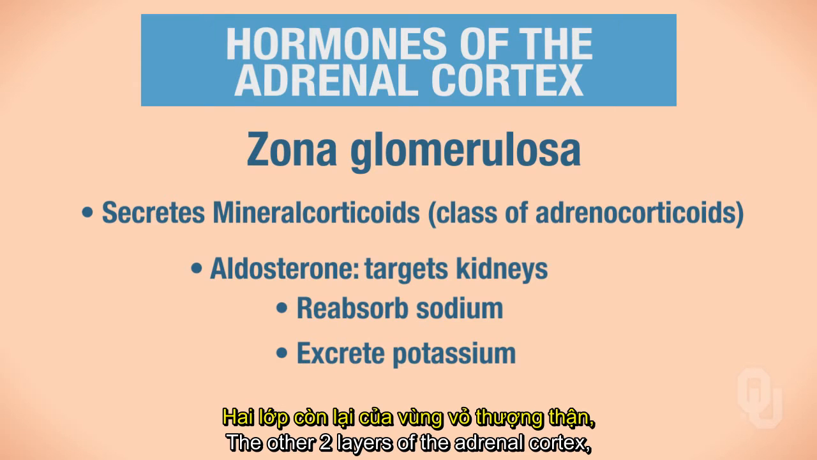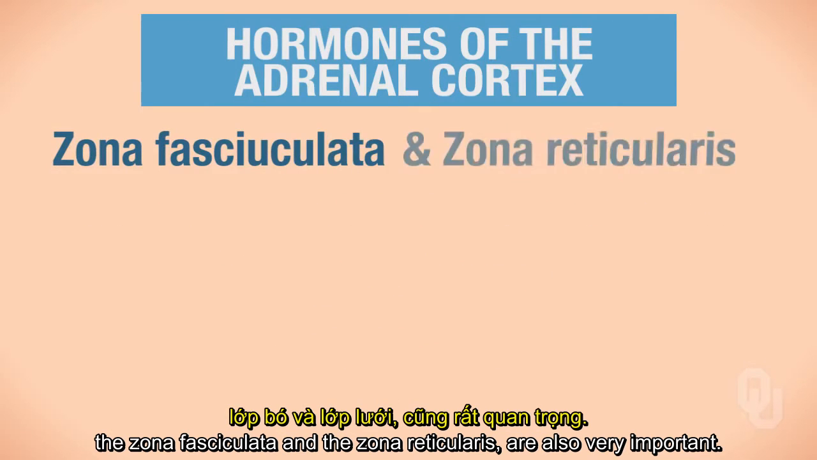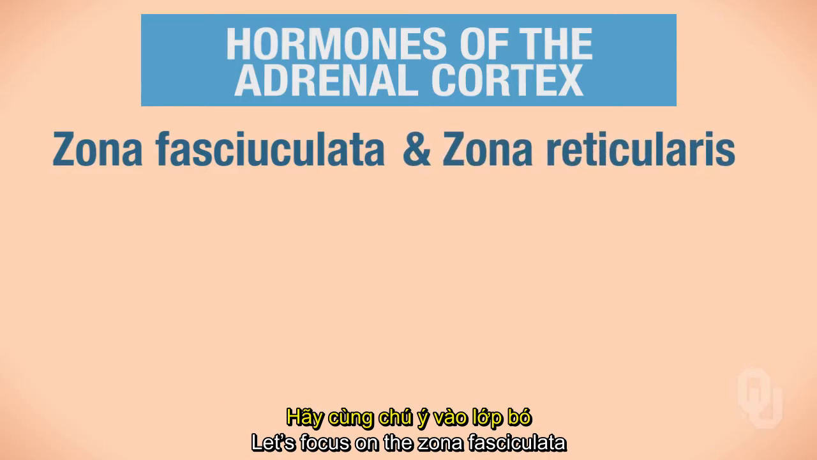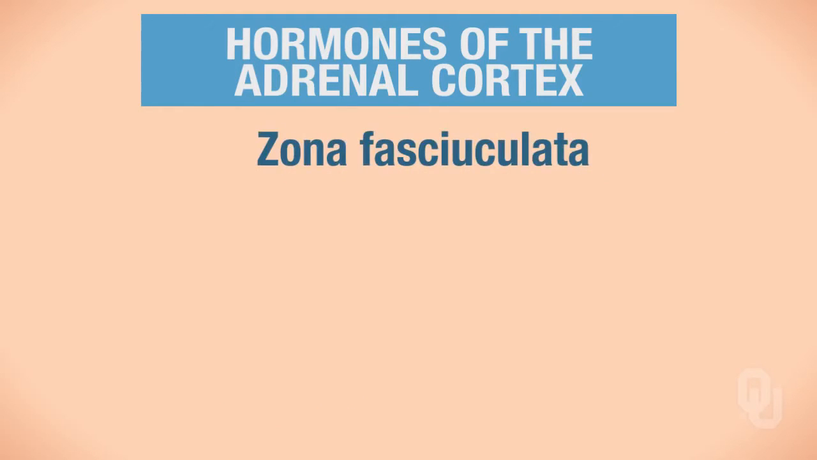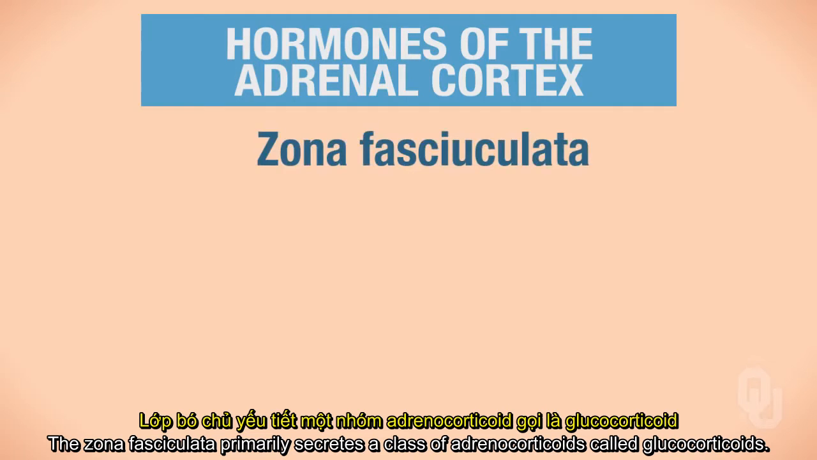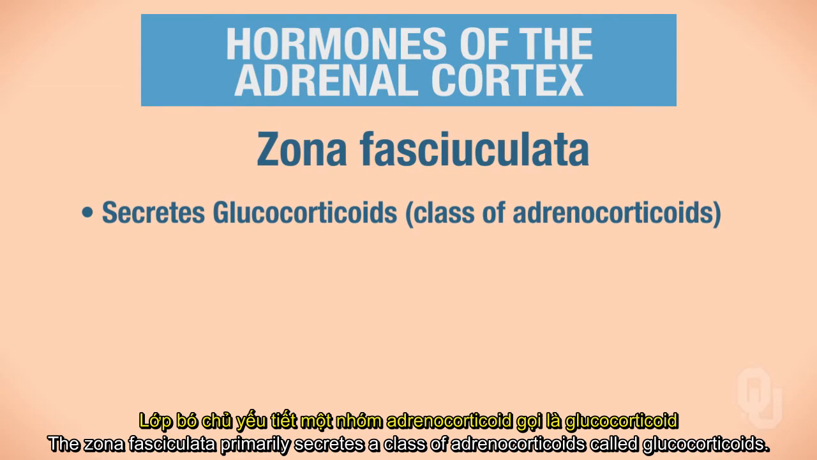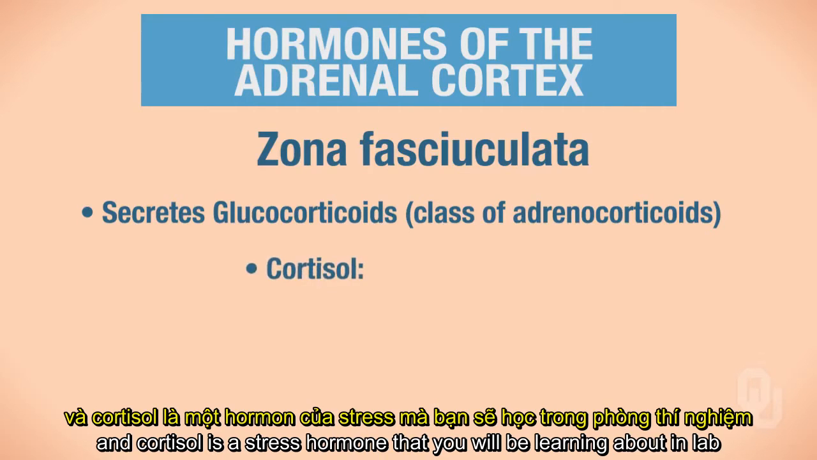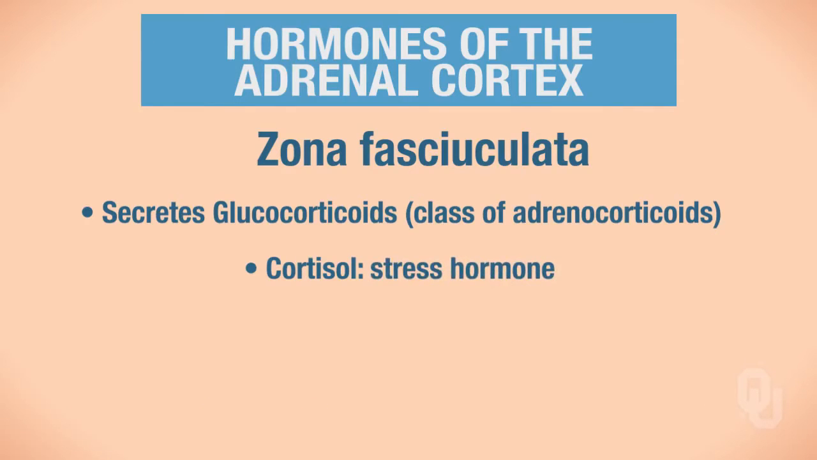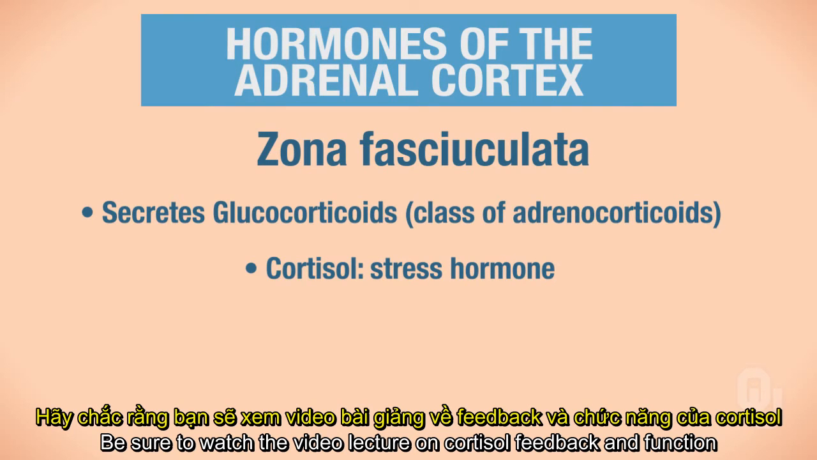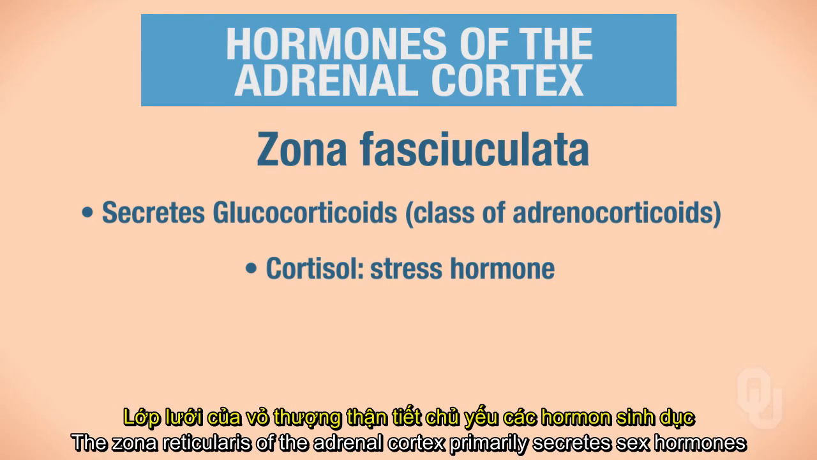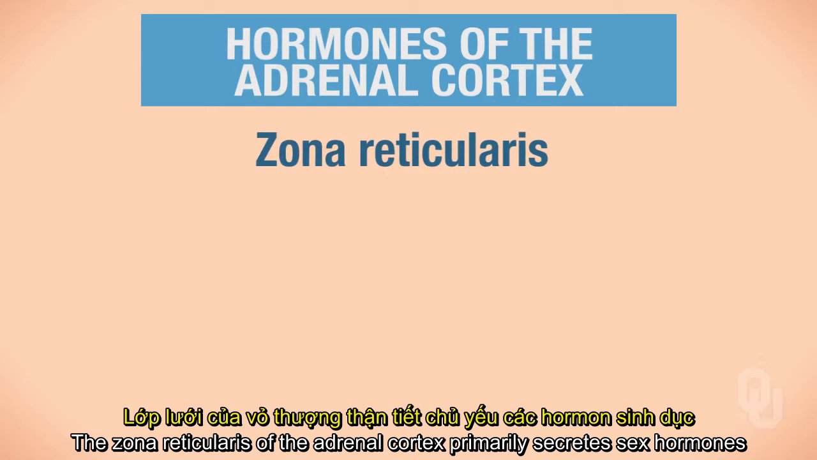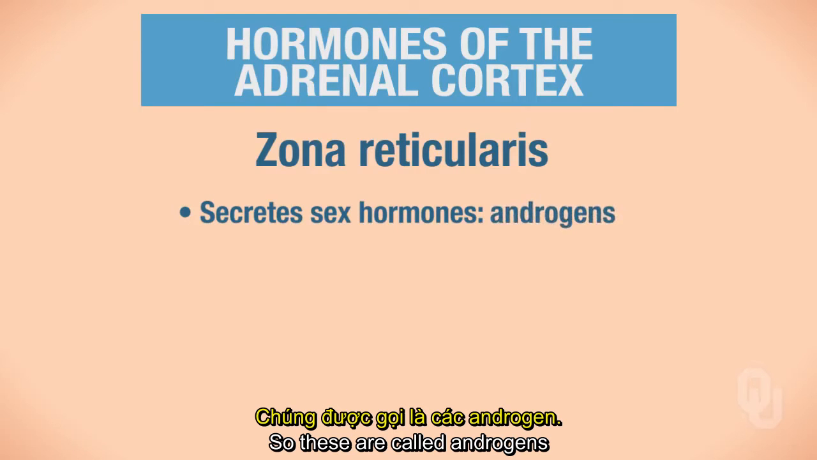The other two layers of the adrenal cortex, the zona fasciculata and the zona reticularis, are also very important. Let's focus on the zona fasciculata. The zona fasciculata primarily secretes a class of adrenocorticoids called glucocorticoids. An example of a glucocorticoid is cortisol. And cortisol is a stress hormone that you will be learning about in lab. Be sure to watch the video lecture on cortisol feedback and function. The zona reticularis of the adrenal cortex primarily secretes sex hormones. So these are called androgens.